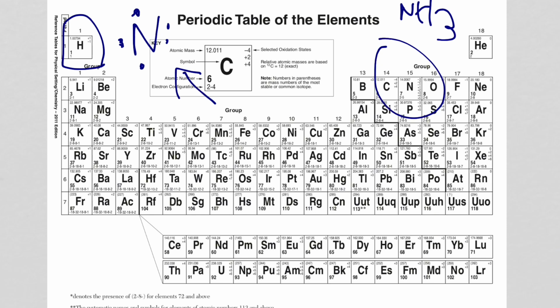But now I have these 3 hydrogen atoms. Well, each hydrogen atom has 1 valence electron or 1 dot. What I can do is I can go ahead and put a hydrogen here, a hydrogen here, and 1 here at the top, which may or may not work on my little board here. And now we have the electron dot diagram for ammonia.